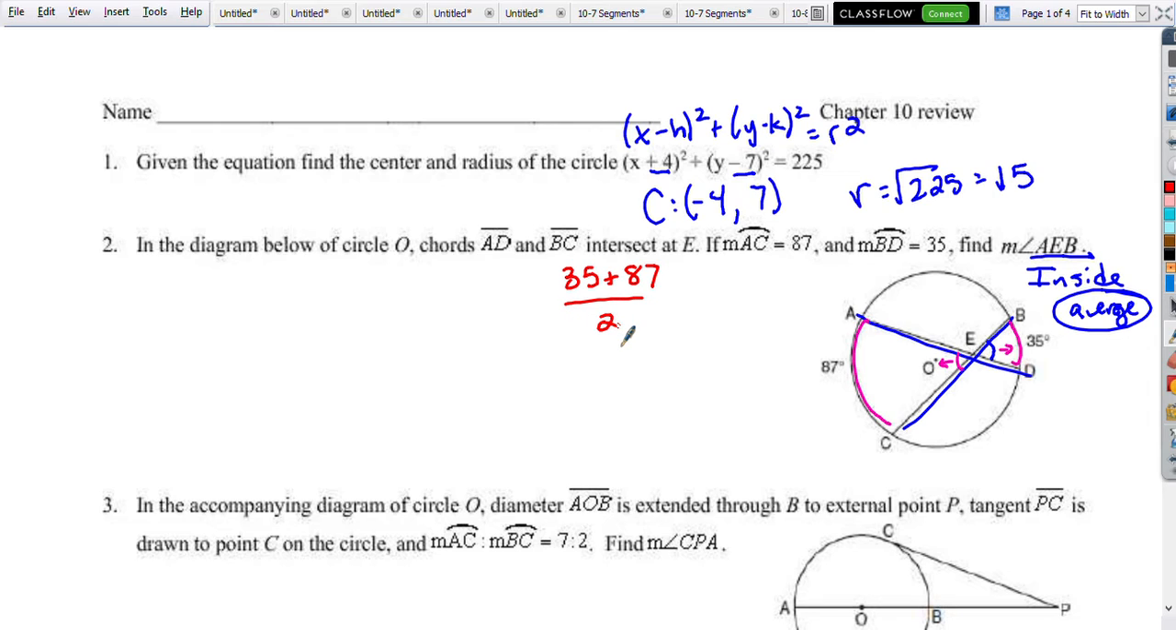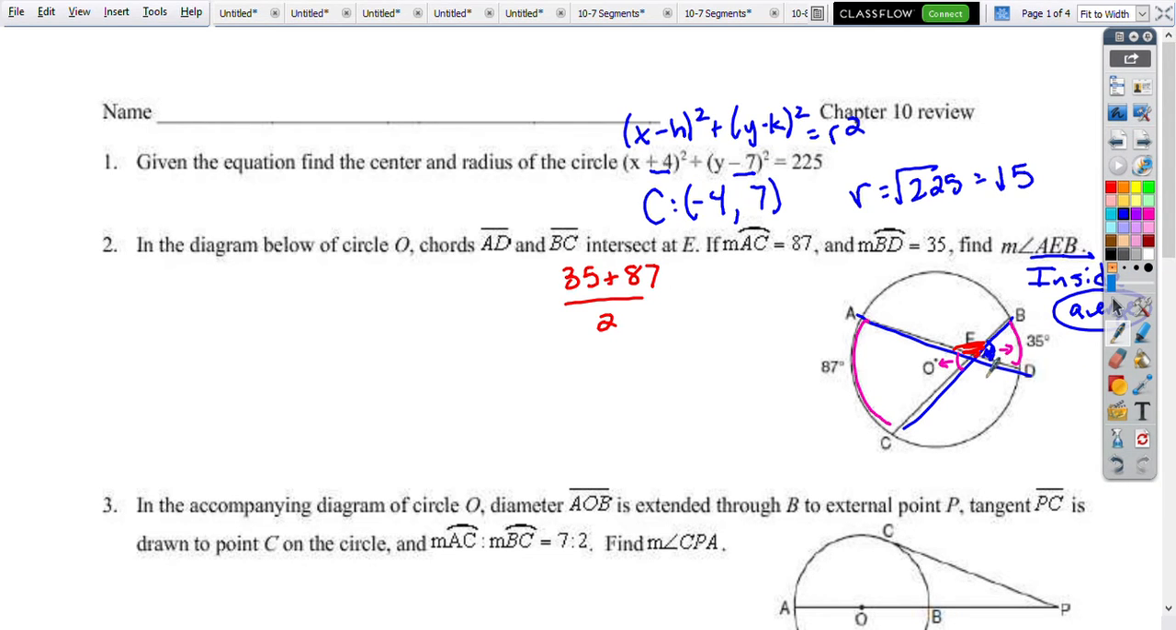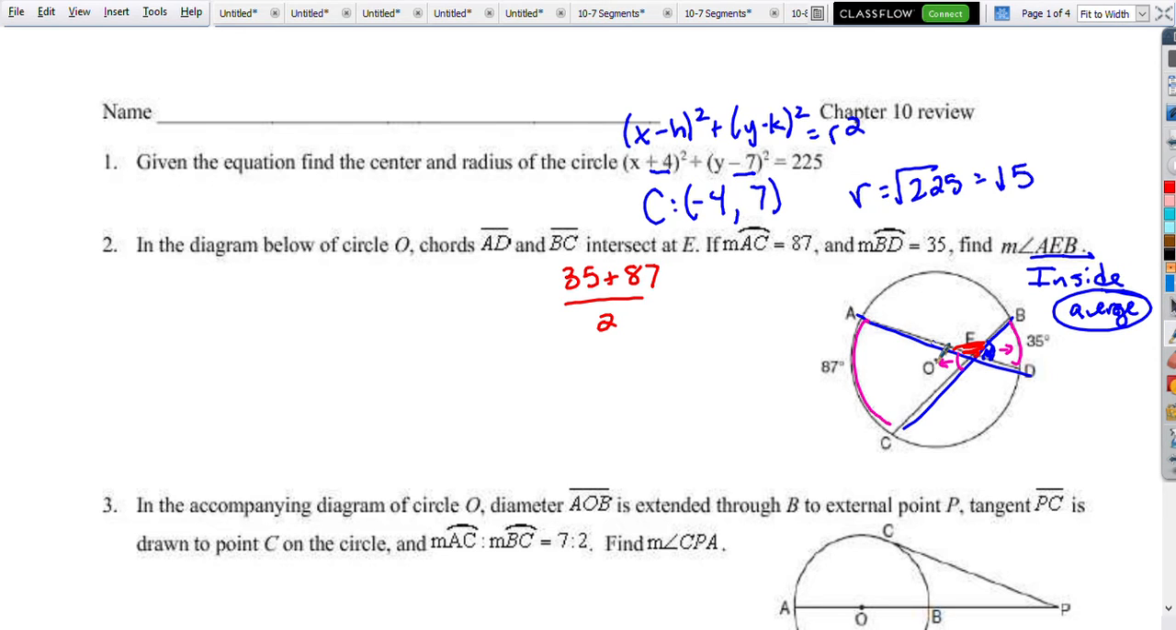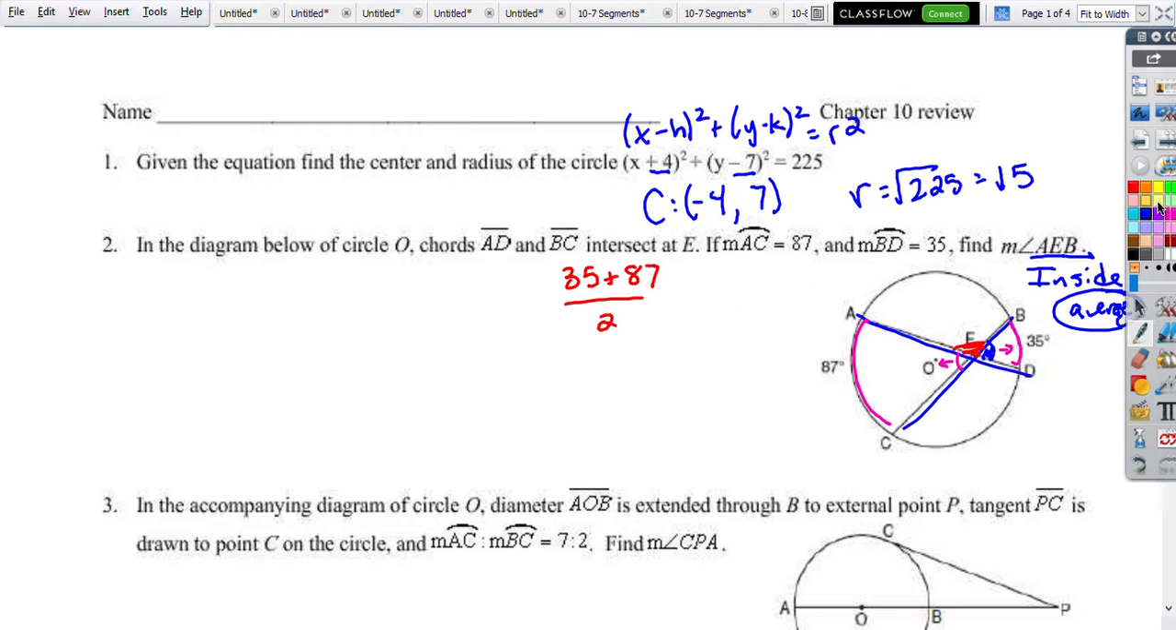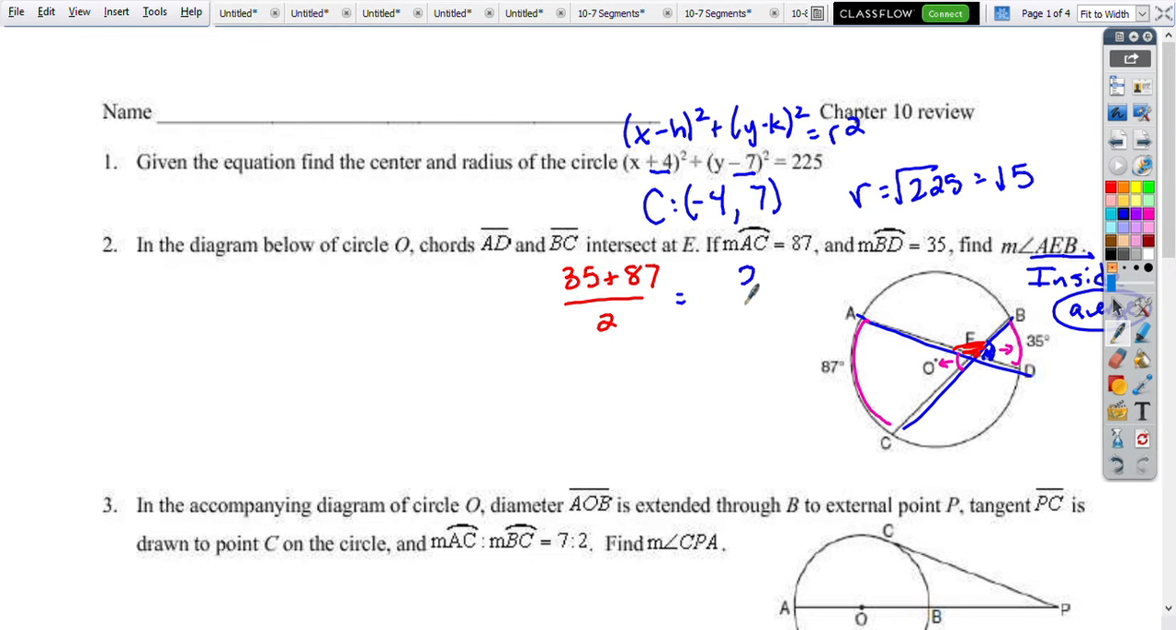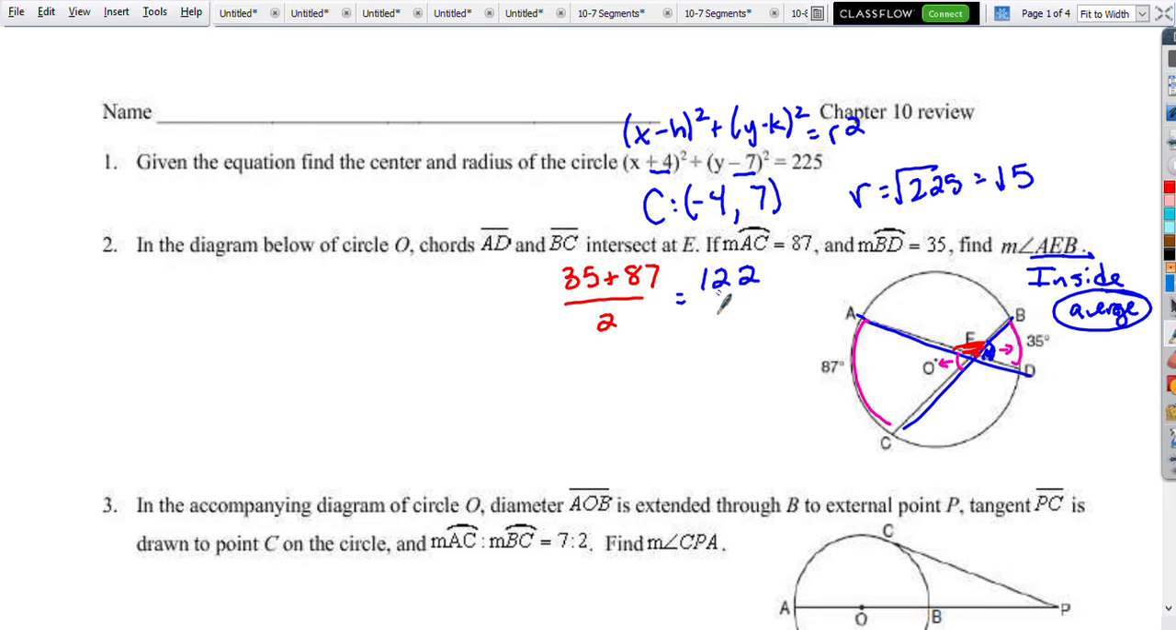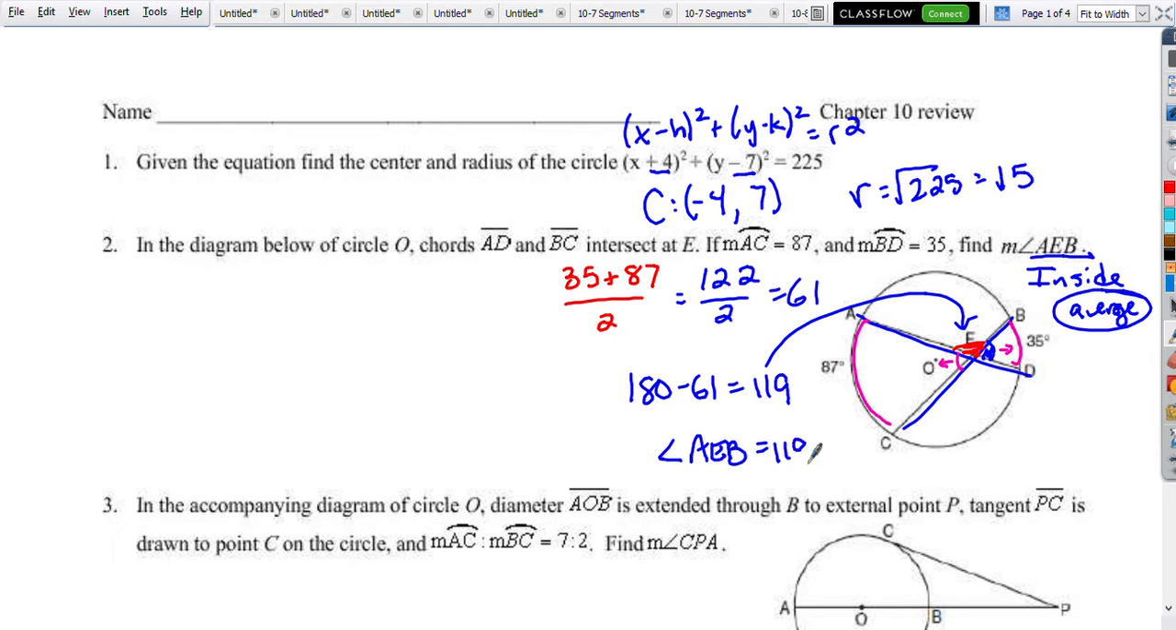Now, AEB is technically this angle, so I'm going to figure out this angle first, BED, and then just take it away from 180. So when we do this, we're going to end up with 35 plus 87, that's 122. So 122 divided by 2, which is 61. So this angle is 61, and then 180 minus 61 is 119. That's the measure of angle AEB, and that's equal to 119.